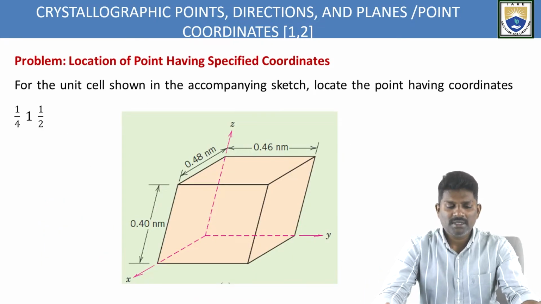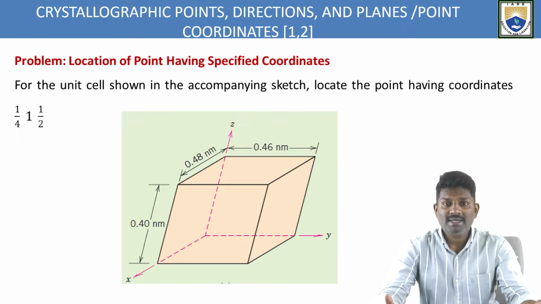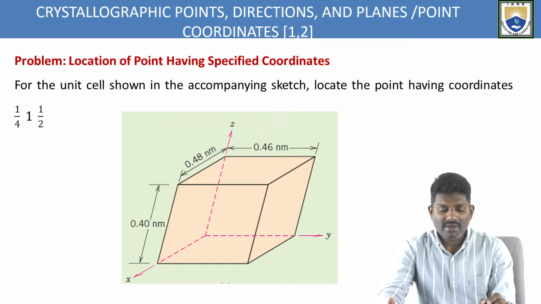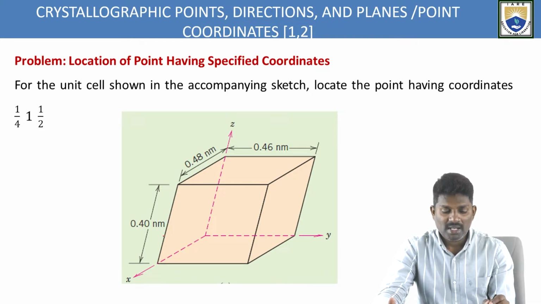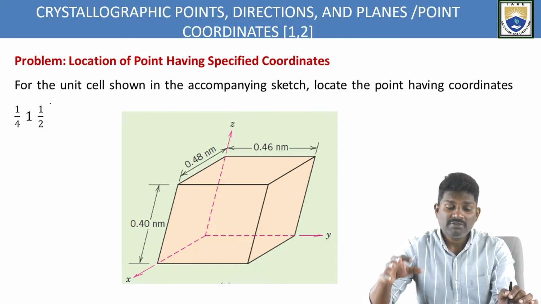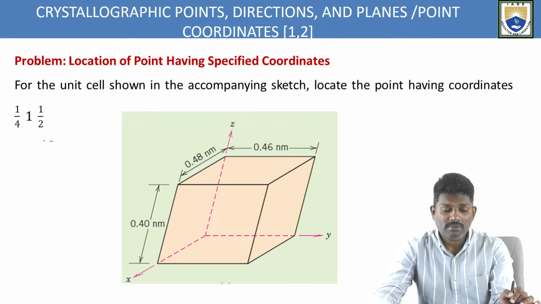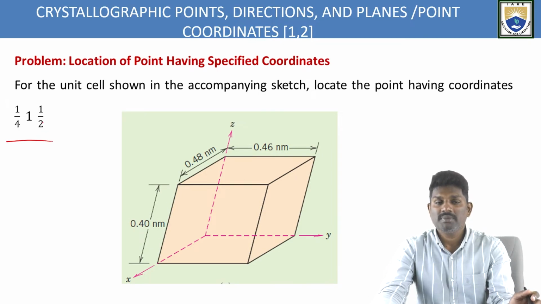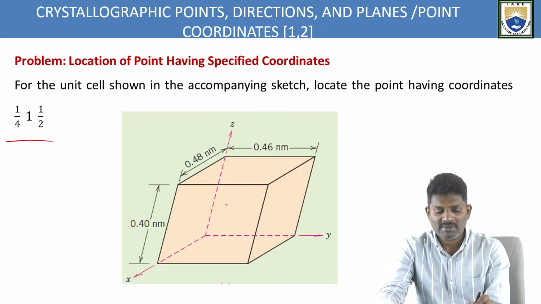Now if you see the problem here, we want the location of a point having a specified coordinate. In the unit cell given to us, we have the distances along the x, y, z directions. Along the x direction it is given as 0.48, along the y direction it is 0.46, along the z direction it is 0.4. These are the unit cell lengths along the x, y, z directions. Now you have to specify the point which has the coordinates 1/4, 1 and 1/2. So somewhere you have a point P which has the coordinates 1/4, 1 and 1/2.